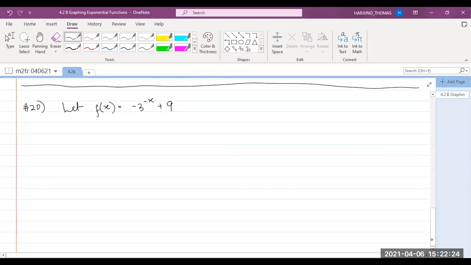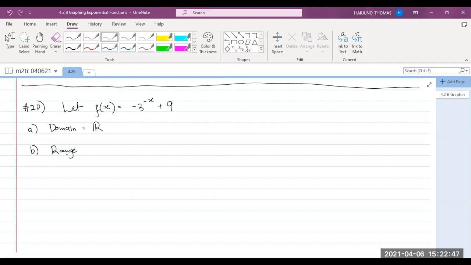Instead of attacking the graph directly, let's answer those questions, let's say, what's the domain? Well, that's an exponential function, so the domain is all real numbers. How about the range? Then let's take a look at how the graph actually moves. Originally it's 3 to the x, so it is an increasing function with 3 dots here.